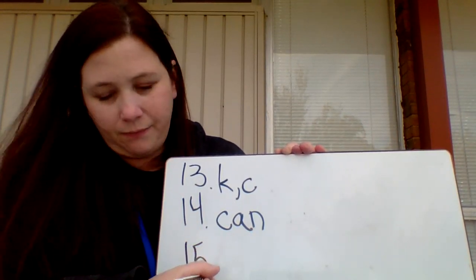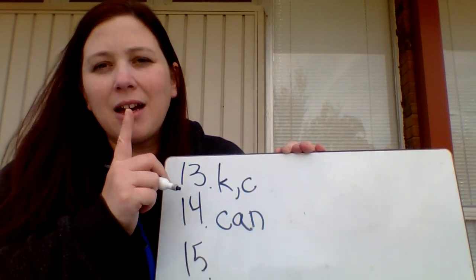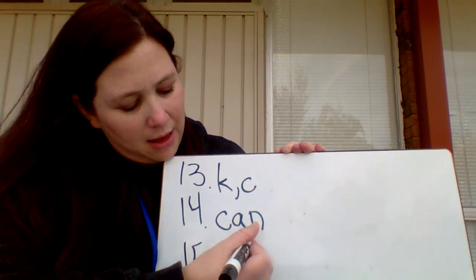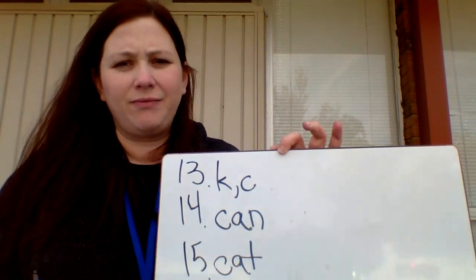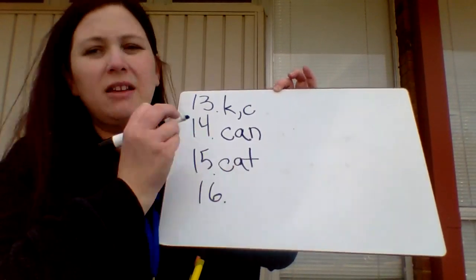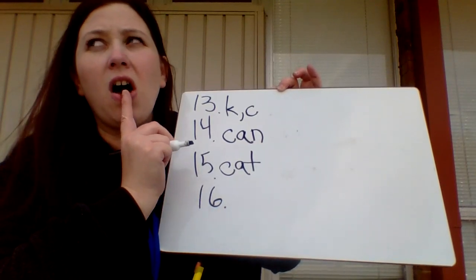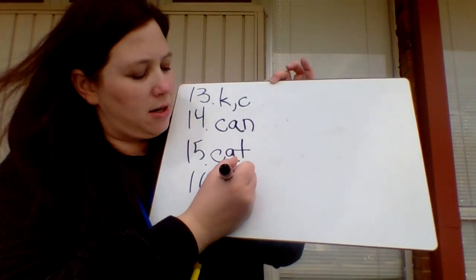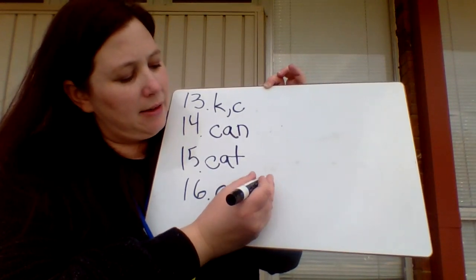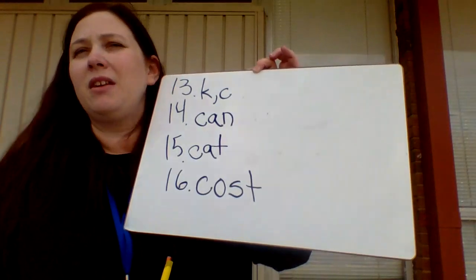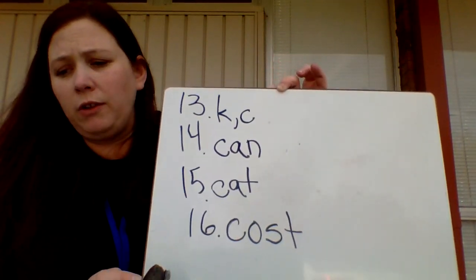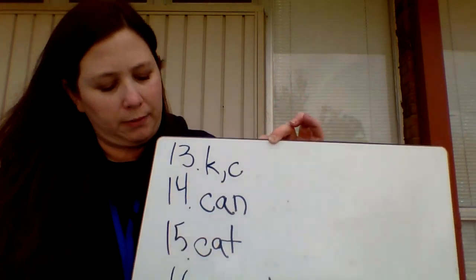Number 15. Cat. K-at. All right, and our last one, number 16, is cost. K-o-s-t. C-O-S-T. All right, make sure that you have those written down. I'm going to erase them now, so pause if you need it, and we're going to start coding our words.